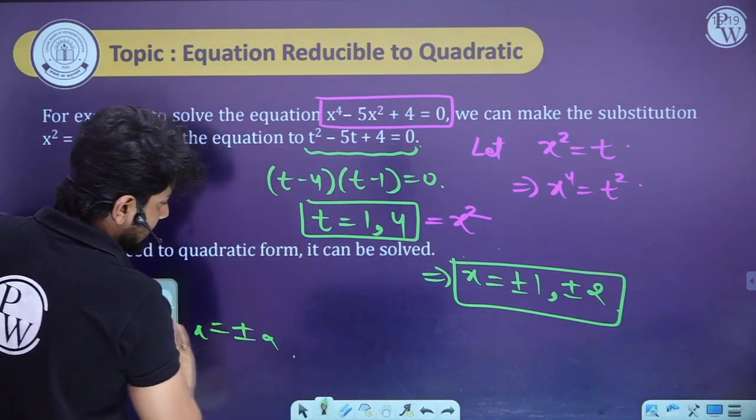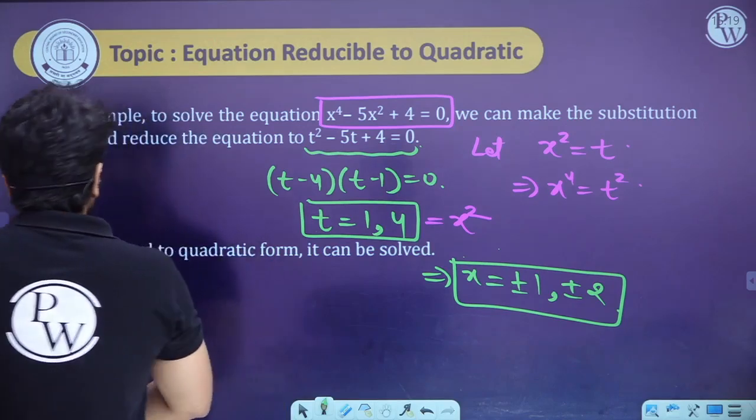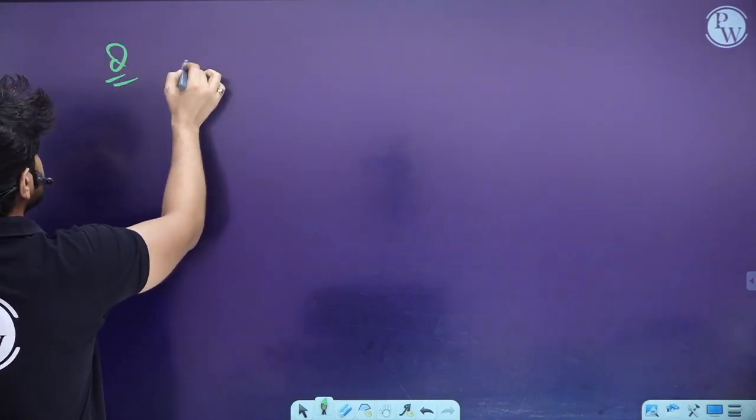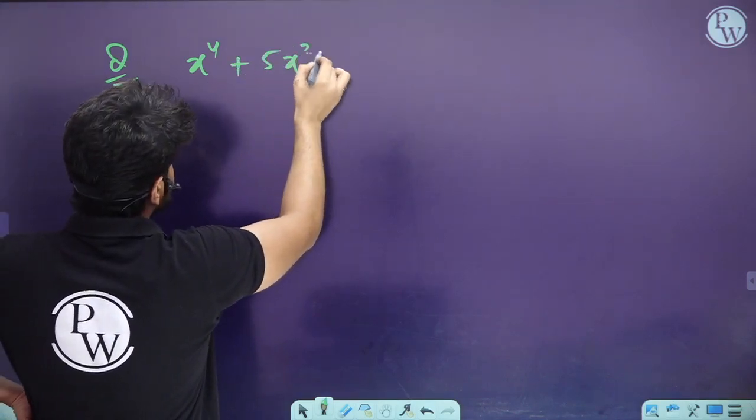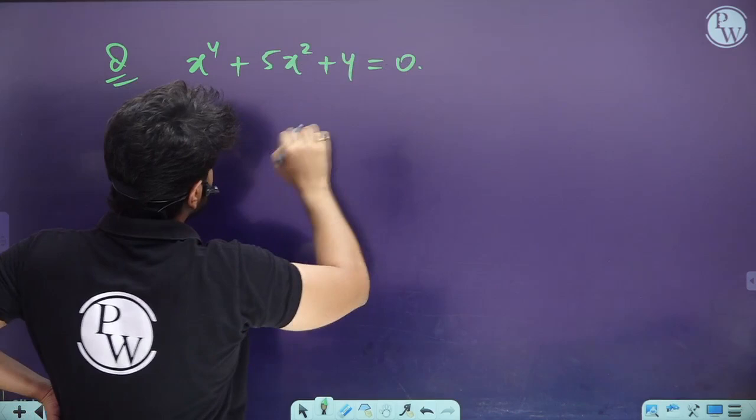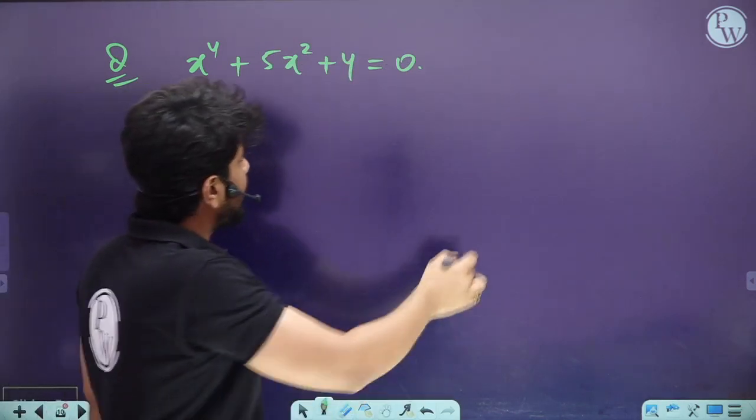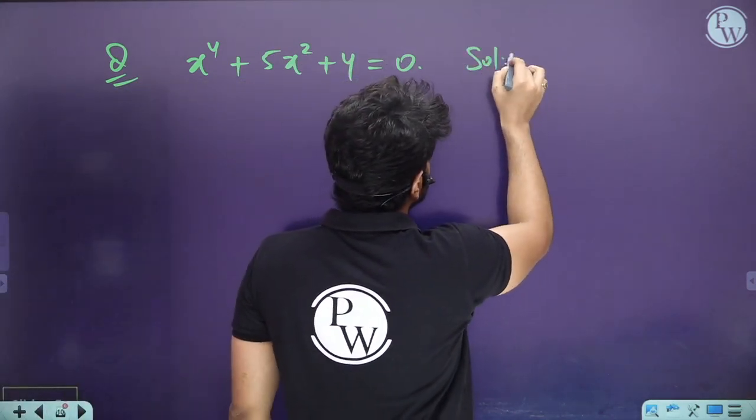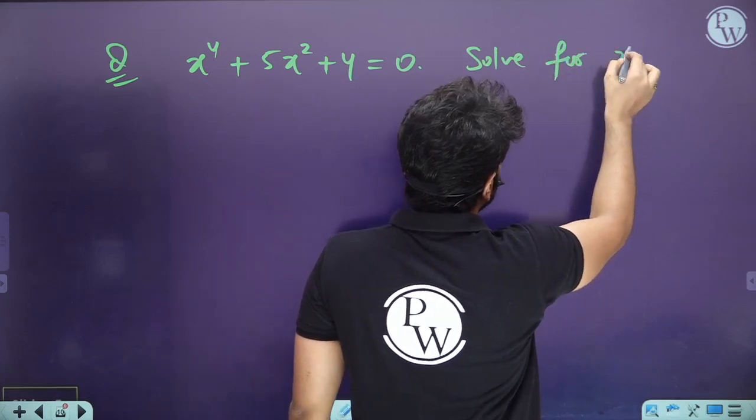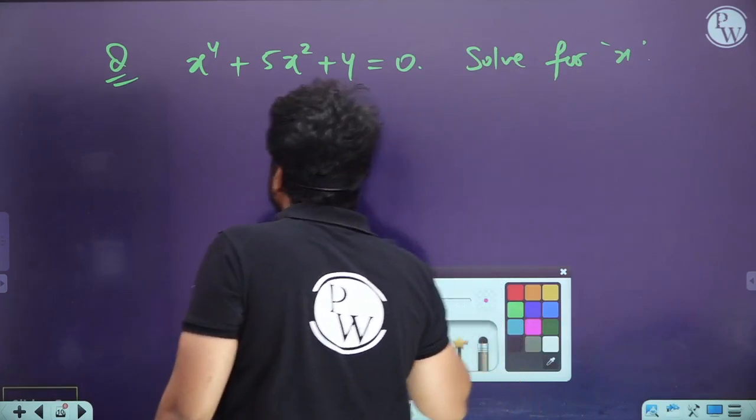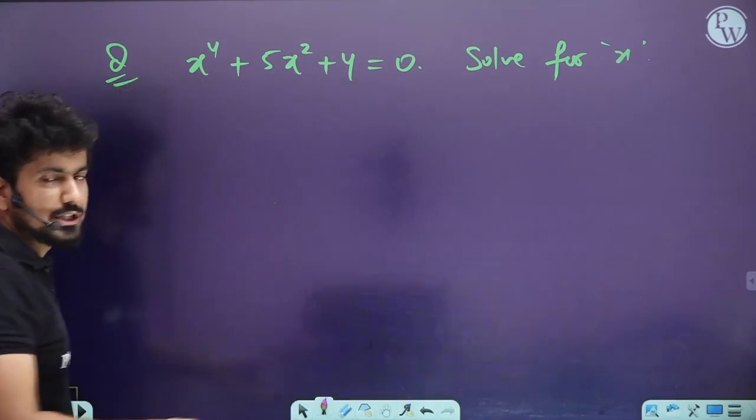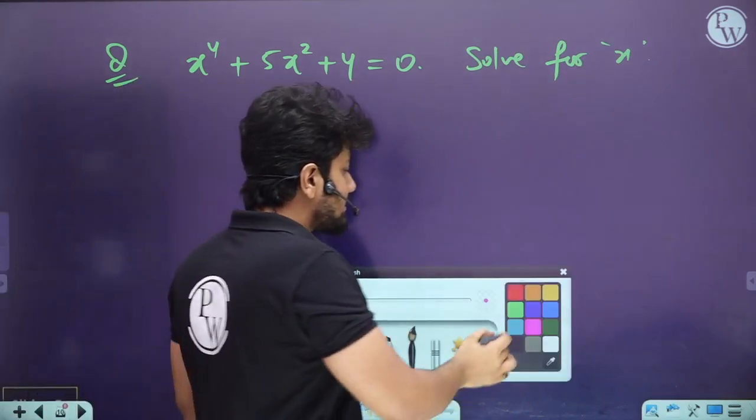Okay, now suppose the equation is written like this: x raised to the power 4 plus 5x square plus 4 is equal to 0. I ask you to solve this equation. Find the values of x, solve for x. Basically, find the values of x which satisfy this equation, where x is a real number.